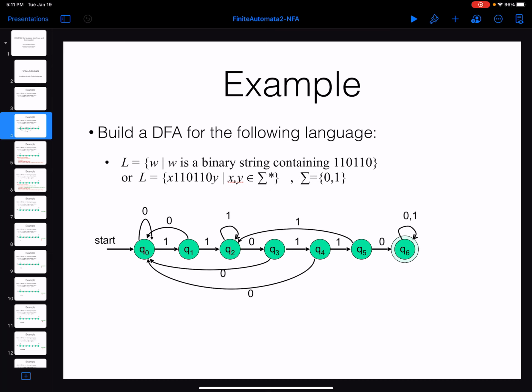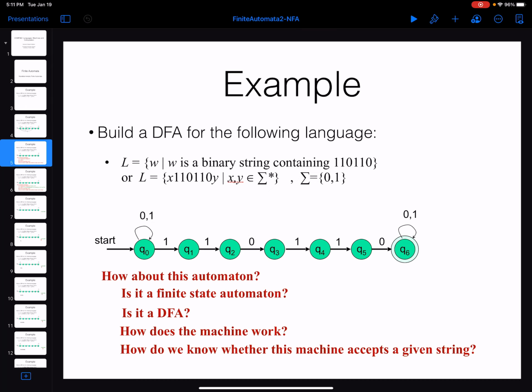I'm going to show you another finite state machine for this language, which looks different from the other one. What do you think about this finite automaton? Is it a finite automaton at all? Is it a deterministic finite automaton? And if it is a finite automaton, how does this machine work? Which strings can be accepted by this automaton?